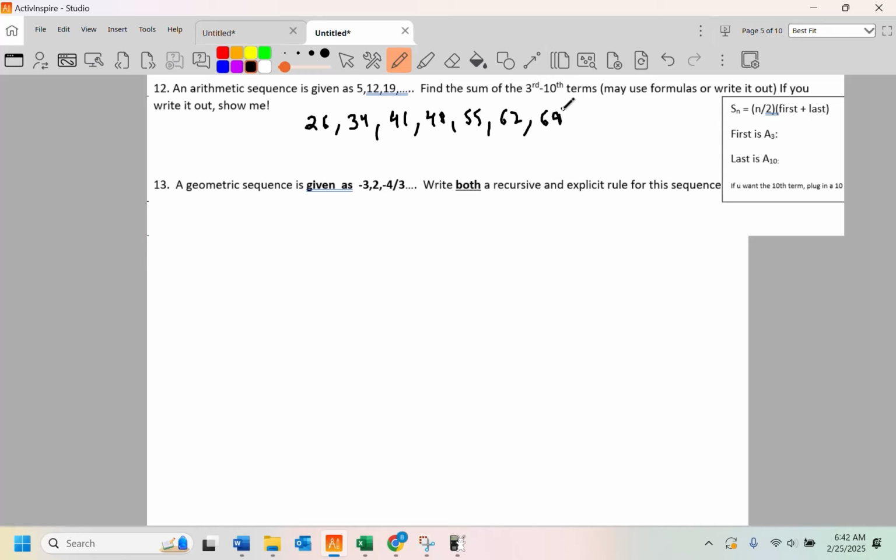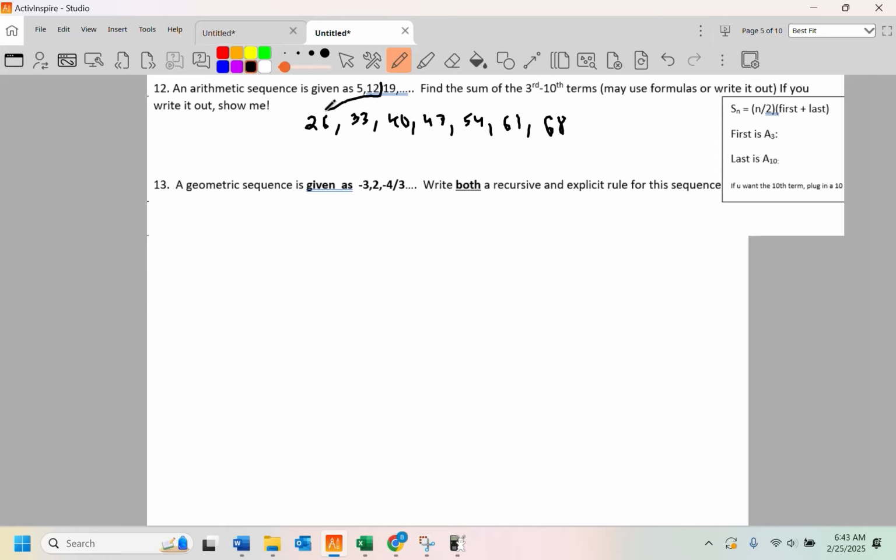Shouldn't I be at 68? Yeah, I screwed up in the very beginning, didn't I? Right there. 33, 40, 47. What am I adding, 7 again? 54, 61, 68. So this was 3rd, 4th, 5th, 6th, 7th, 8th, 9th, 10th.